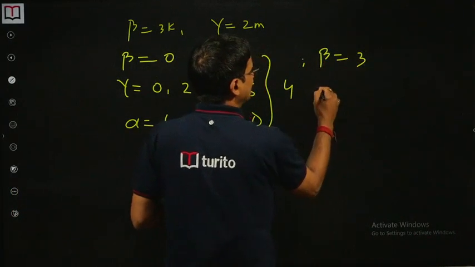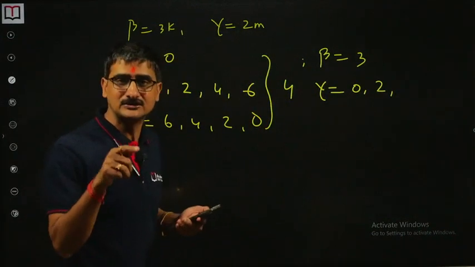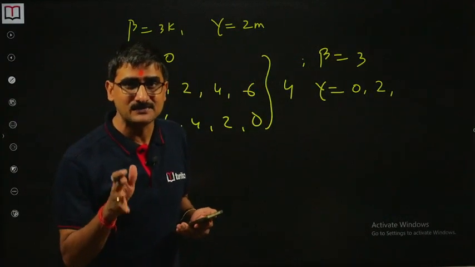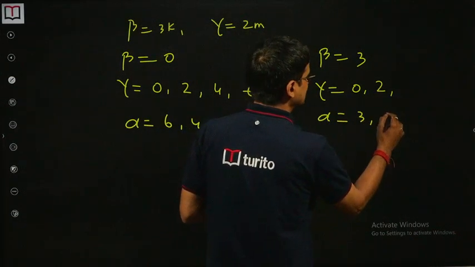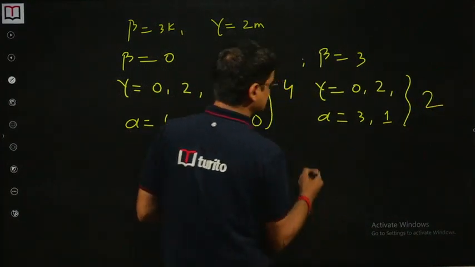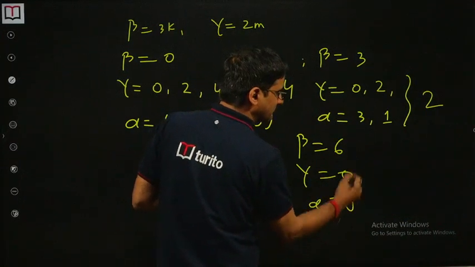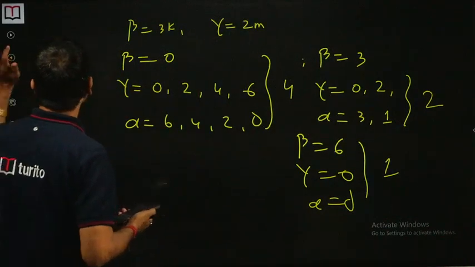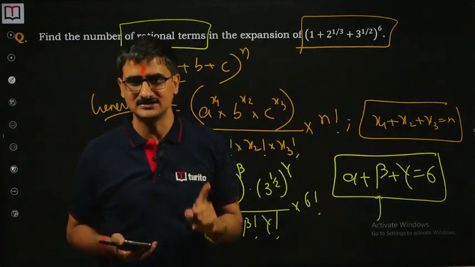And now what can beta be? Beta can be 3. In that case, gamma can be 0, gamma can be 2, but gamma can't be 4, because 3 plus 4 is 7, whereas we need alpha plus beta plus gamma to be 6. So alpha in this case is 3, and in that case is 1. So we have 2 possible cases. Similarly, when beta is 6, gamma has to be 0 and alpha has to be 0. So that's one case. So how many total terms? 4 plus 2 plus 1 is 7. So there are 7 such terms in its expansion which are rational numbers.